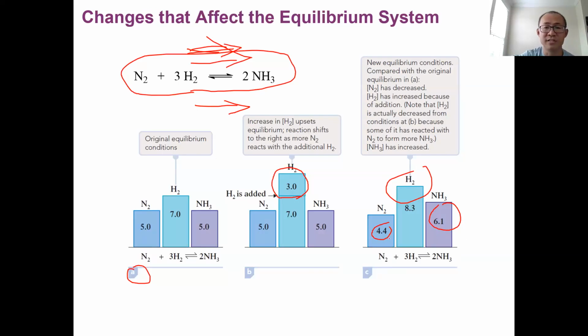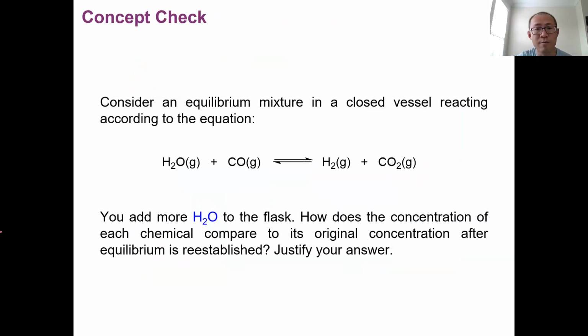Concept check. This is the equation showing you an equilibrium: water and carbon monoxide produce hydrogen and carbon dioxide. So say this reaction reaches equilibrium. Then the disturbance is to add water. Okay, add water.